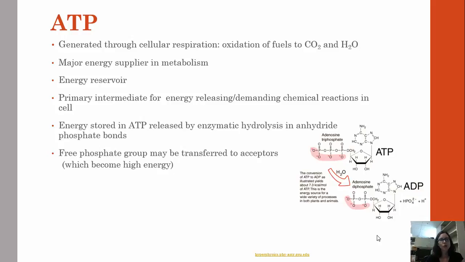So energy is stored in ATP. Energy stored in ATP is released by the enzymatic hydrolysis of anhydride phosphate bonds. Now, when these phosphates are broken off, so the phosphate bond is broken, releasing the energy, that phosphate can then be transferred onto an acceptor molecule, and then that bond becomes high energy.